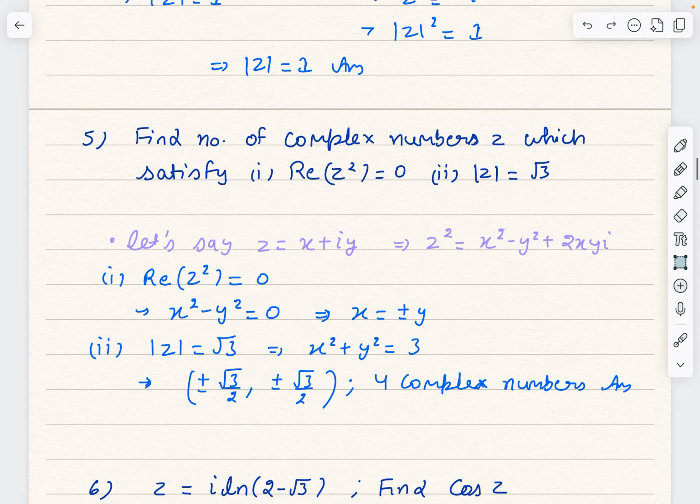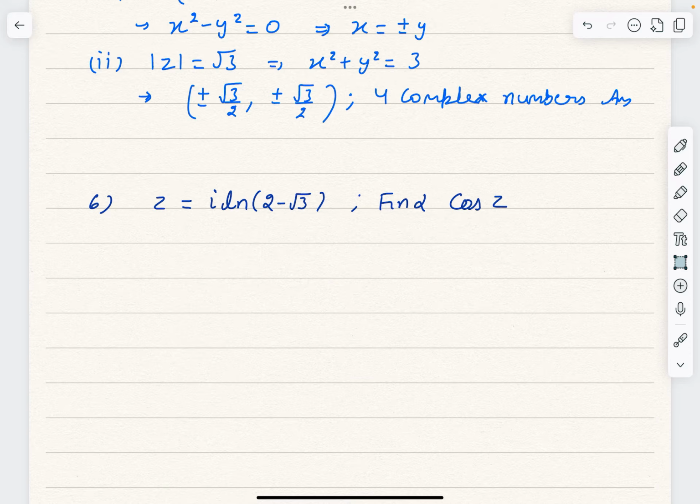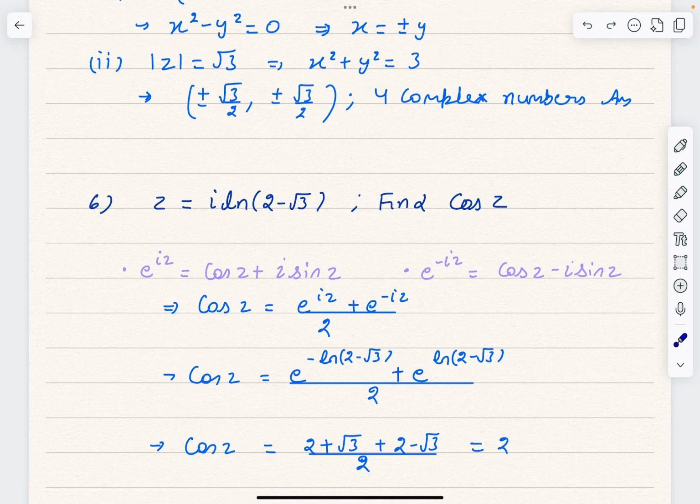Next problem. Now this is an interesting problem. This might spin your head also. Z equal to iota ln 2 minus root 3. Find the value of cos Z. Z is iota ln 2 minus root 3. Find the value of cos Z. Can give it a try, guys. Let's start discussion.